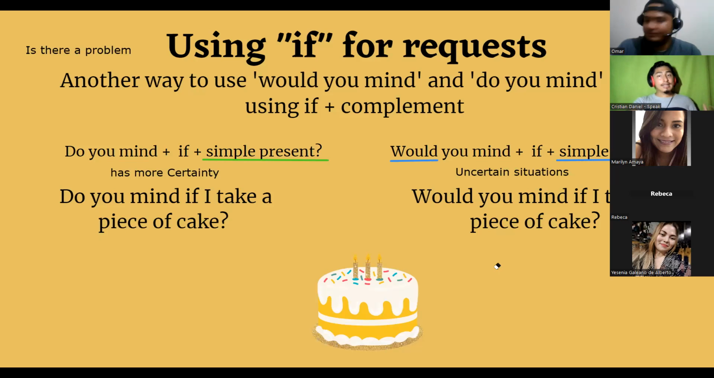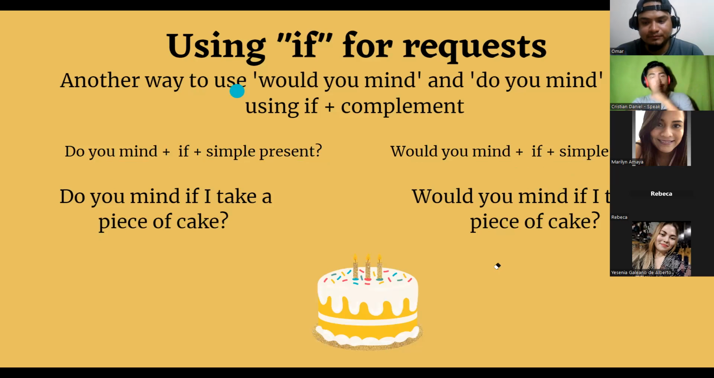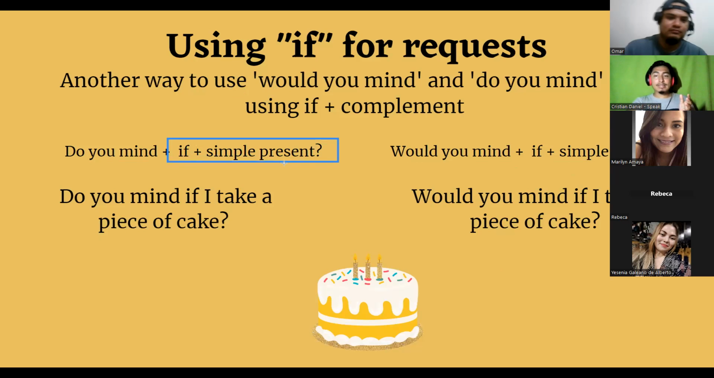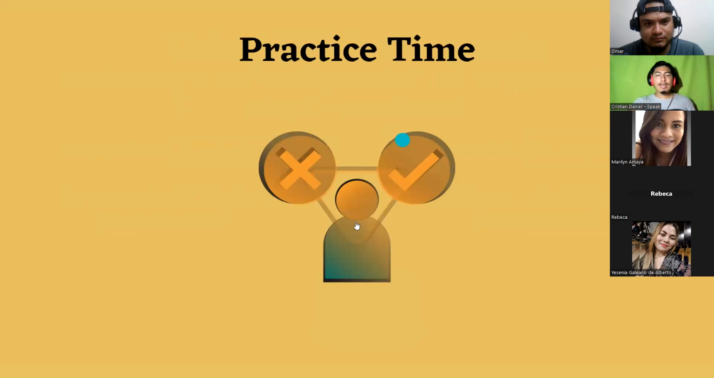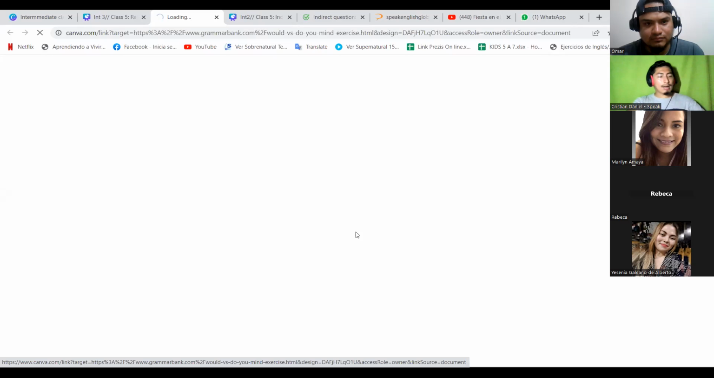Okay. So guys, in this moment, we are going to practice these structures that we learned. Remember that if we use if in the question, we have to remember if we use simple present or simple past. And if we use do you mind and would you mind without using if, everybody remember -ing, and that's it. We are going to practice, guys, and check what our options are at the moment of answering these kinds of questions. Everybody, let's move to our practice time.